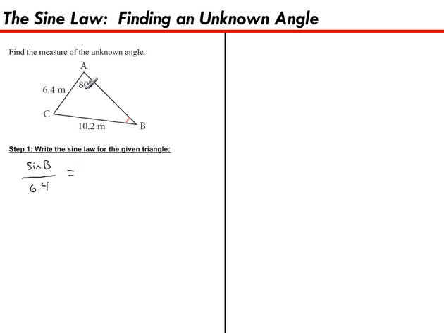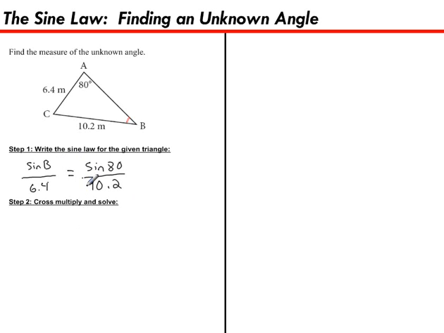And this is why we need a matching set. I'm going to say sine 80 divided by its matching side length, which is 10.2. And there we go. I've set up the sine law comparing two ratios. Now the only unknown in this equation is right here, B, so we can solve for that. But we'll need to do some cross multiplication.